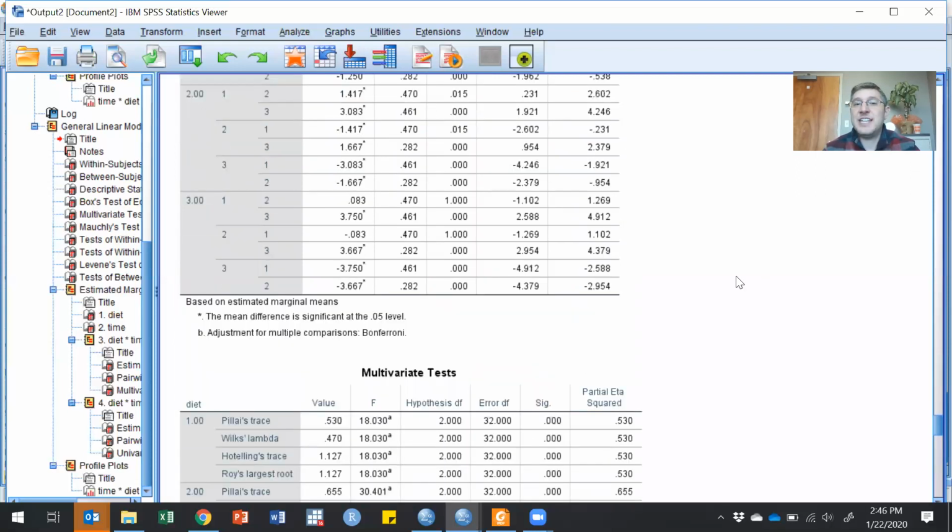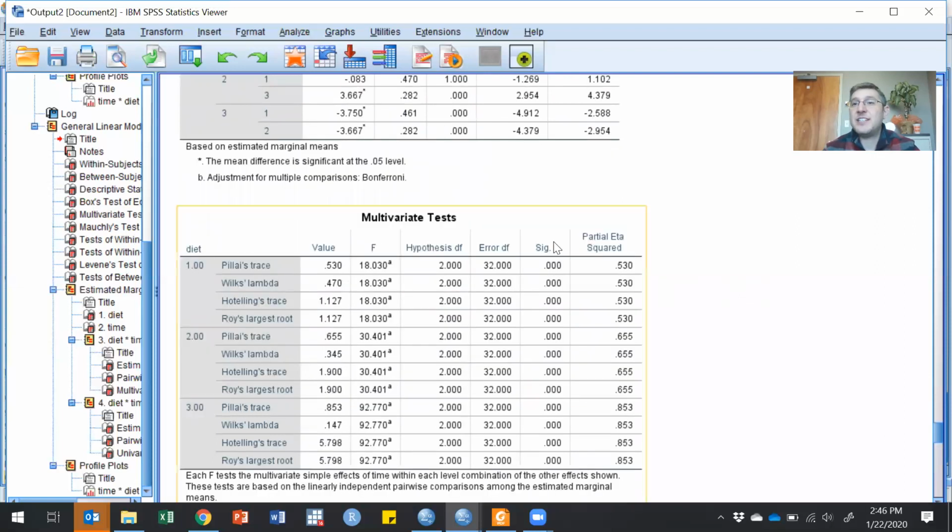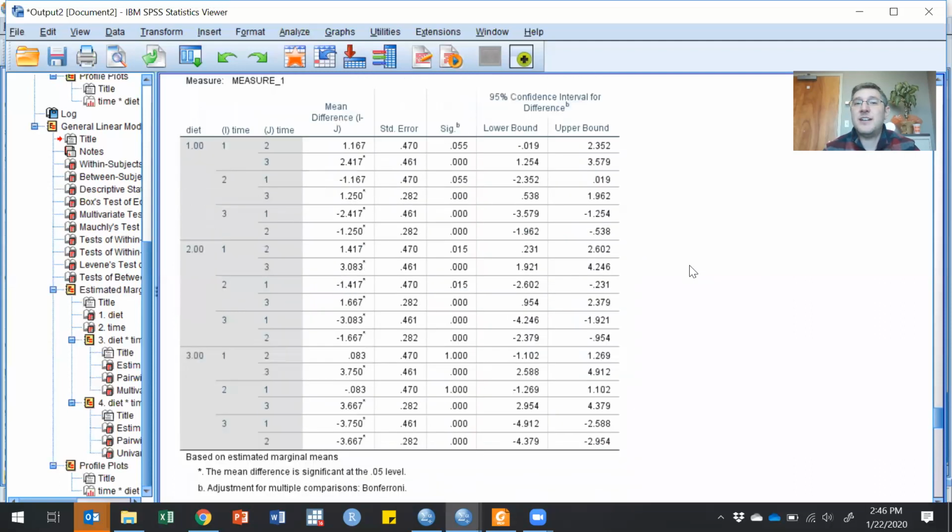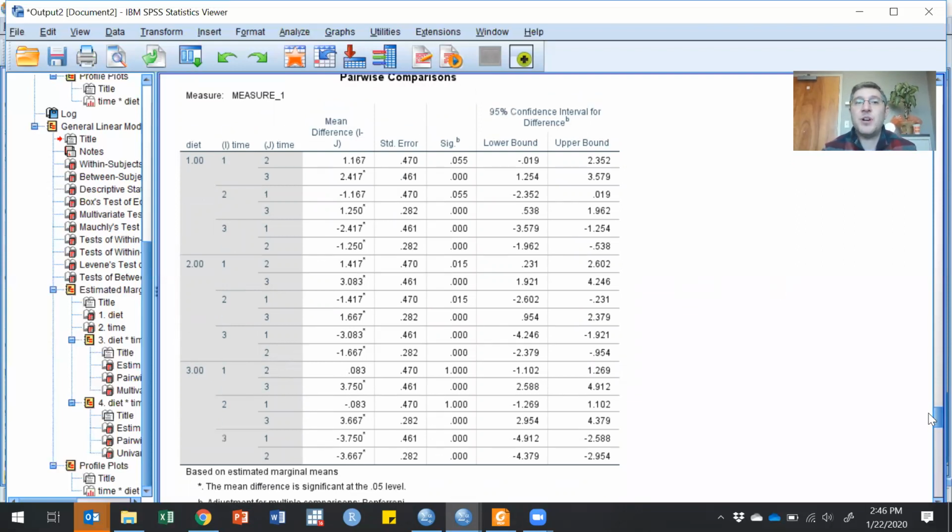SPSS for some reason gives you the multivariate test for the repeated measures part, so we can just ignore that since we're not doing the ANOVA part. So essentially what's happening here is we're selecting on each diet program, and then we're running a one-way within subjects ANOVA, so a repeated measures analysis across the 3 different time points, right?